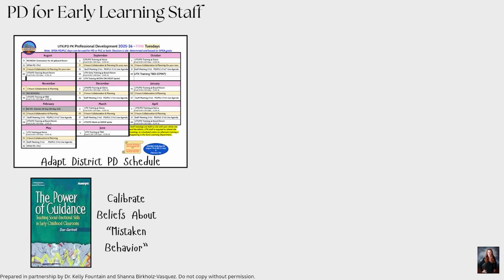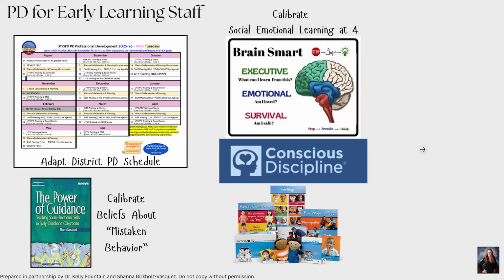and then it's our job to help children make appropriate choices. But first we have to stop and calibrate on the fact that they've made a mistake and they don't know. So we have to support them. We do that by bringing in lots of tools for social emotional learning.